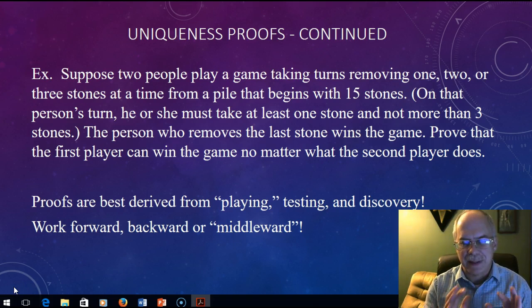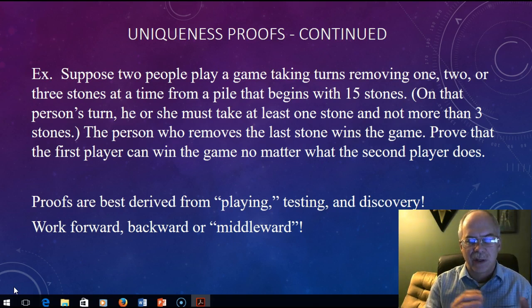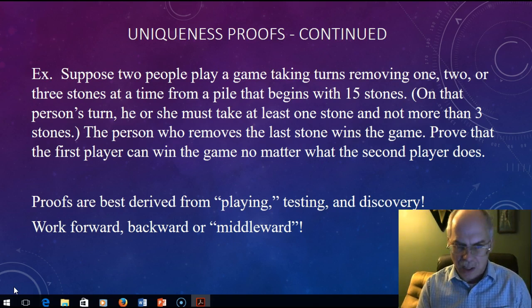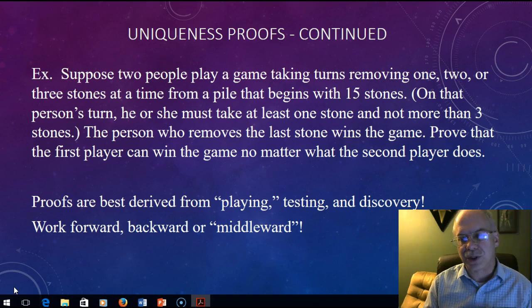This game is similar to what's required for a proof, describing a winning strategy for this game. So here's this game. Suppose two people play a game taking turns removing 1, 2, or 3 stones at a time from a pile that begins with 15 stones. So on that person's turn, he or she must take at least 1 stone and not more than 3 stones. The person who removes the last stone wins the game.